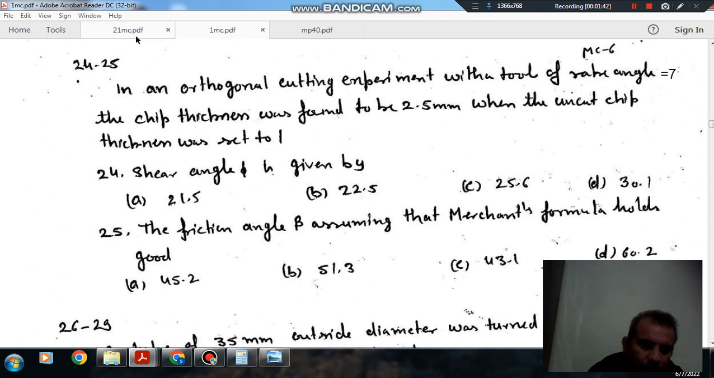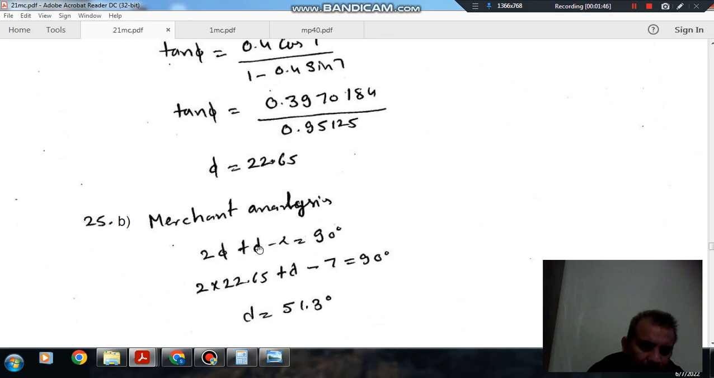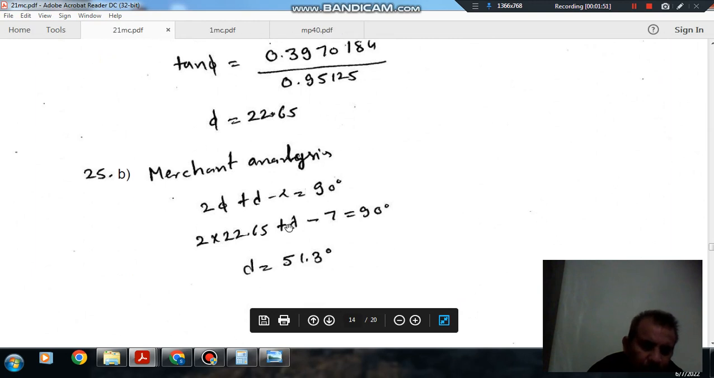And now, according to Merchant formula, we have 2 phi plus lambda minus alpha is equal to 90 degrees. That is for minimum power consumption. From this, alpha is 7 and phi is 22.65, and lambda is 51.3. So the answer is option B.